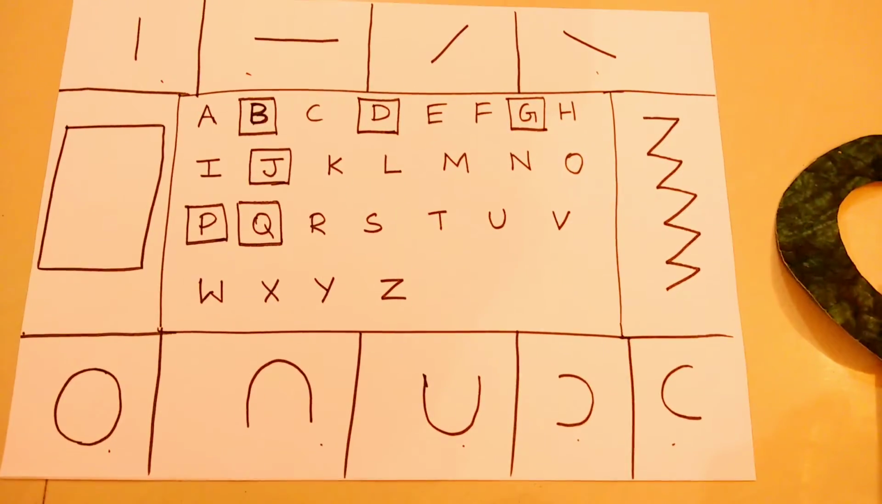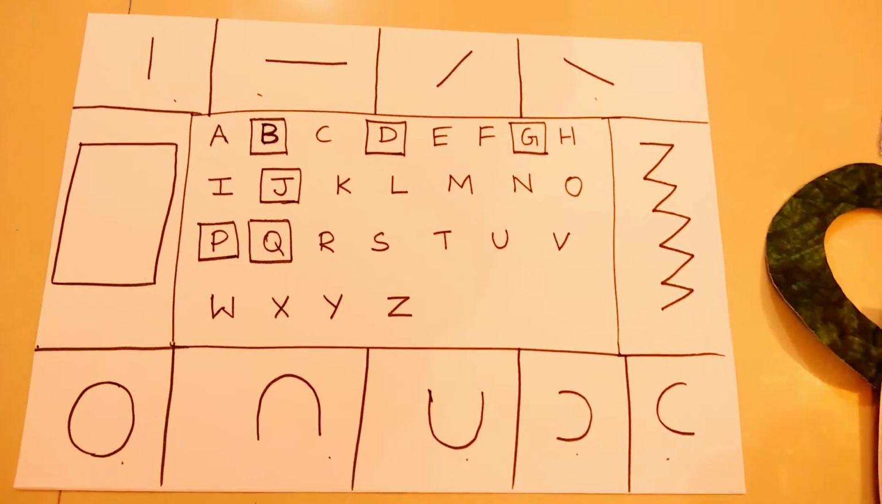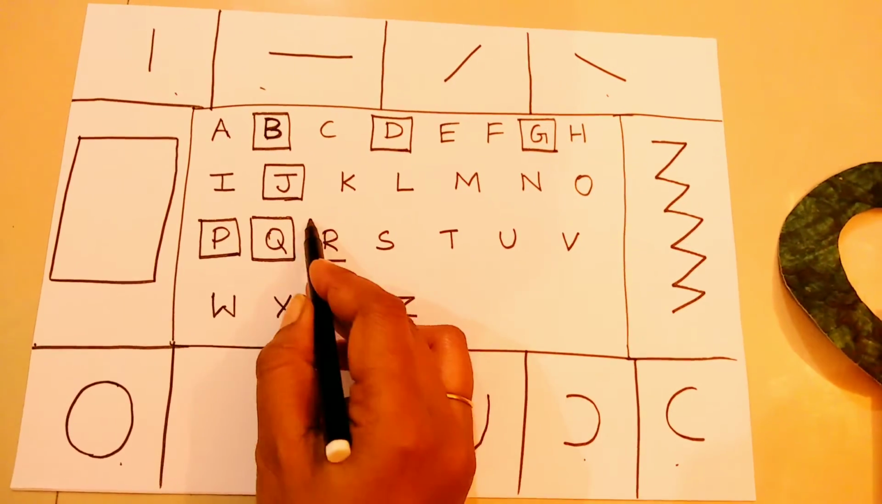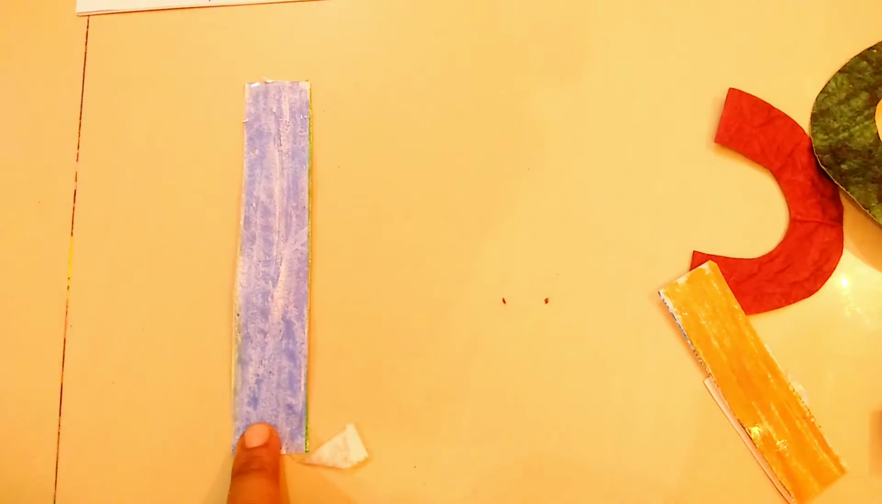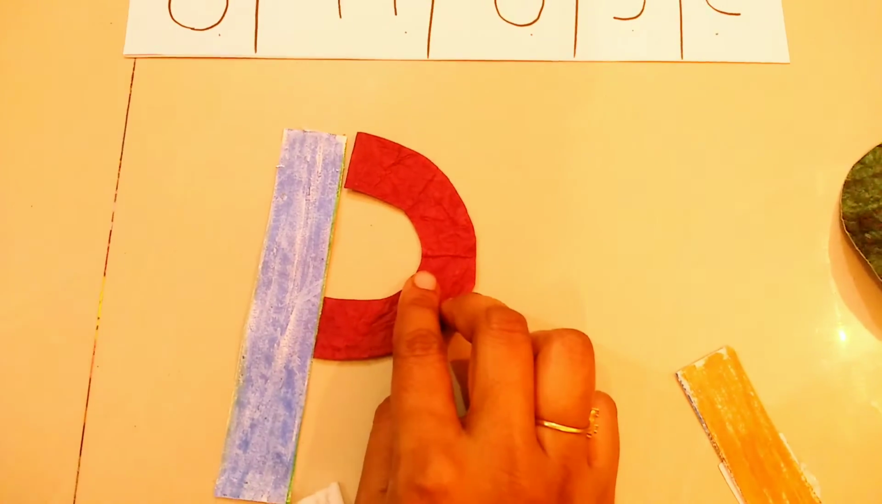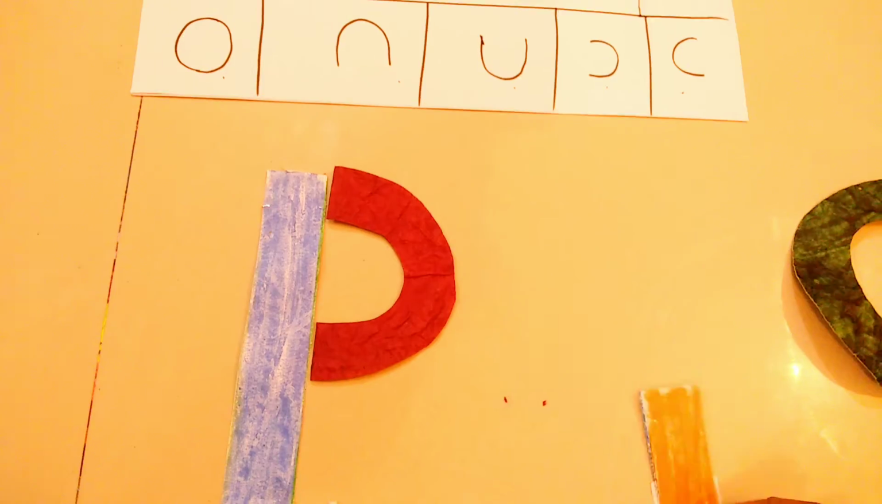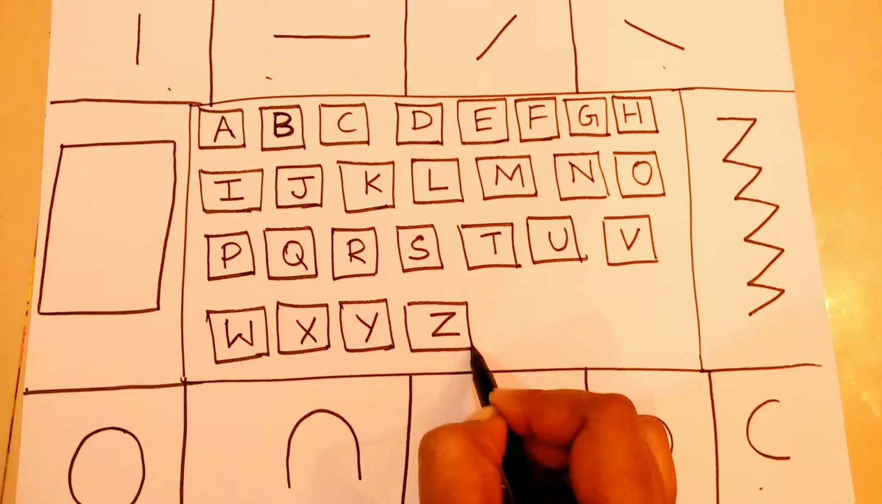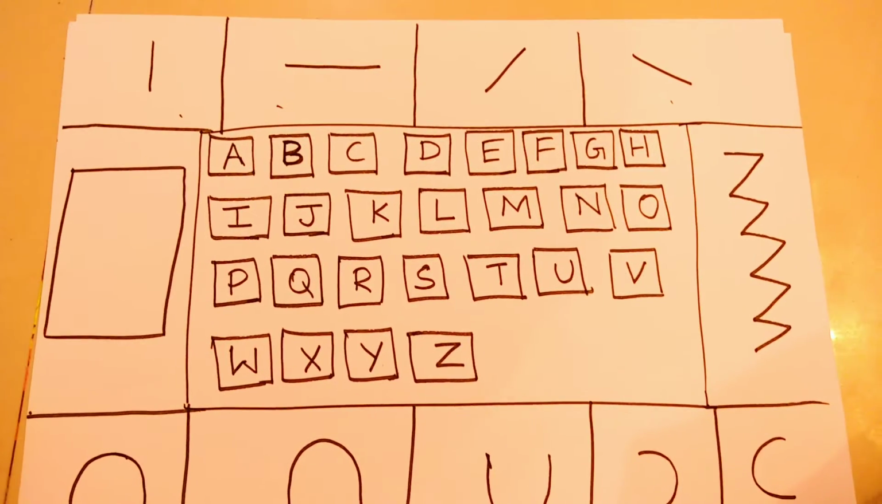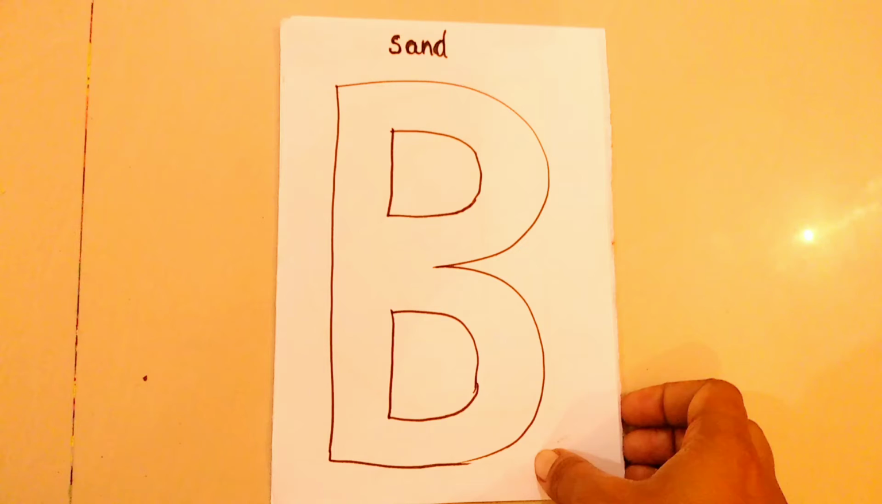And which was the next letter? It was letter R we learned today. So how do you make letter R? One standing line, one left curve, and one more left slanting line makes letter R. Oh my God, we learned all the letters using the strokes.